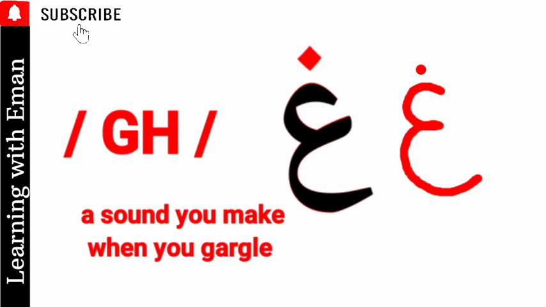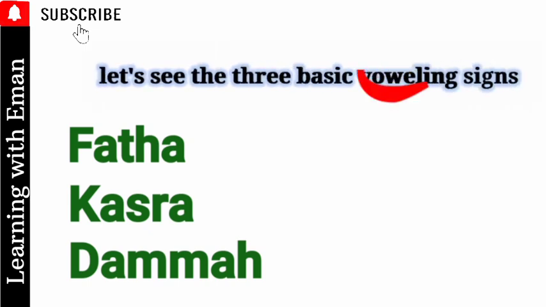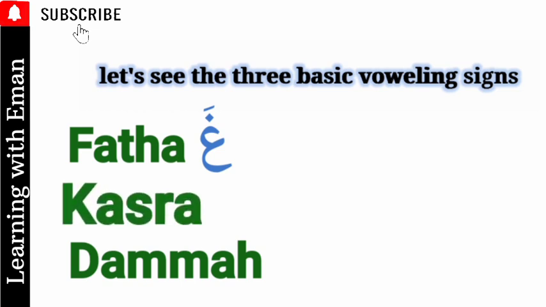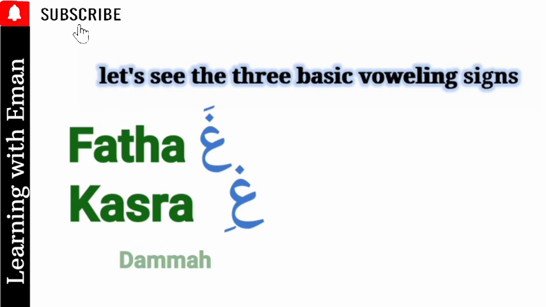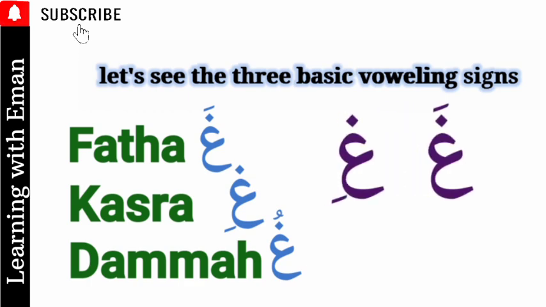You will find everything you need about the letter غين, how it looks, its shapes depending on its position in a word, and some Arabic words. Let's see the three basic voweling signs when used with غين. First, here's the Fathah, the pronunciation now will be غ. Next this is a Kasra, the pronunciation now will be غ. And finally, there's a Dammah, now pronounced as غ. Listen again. غ. غ. غ.